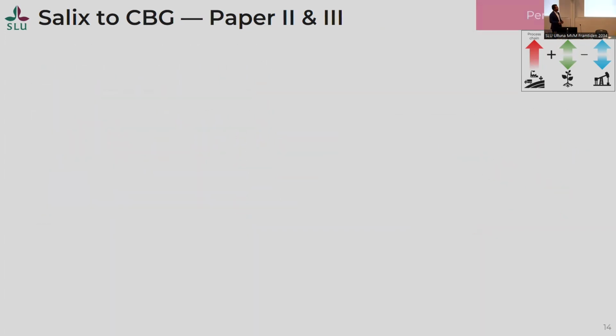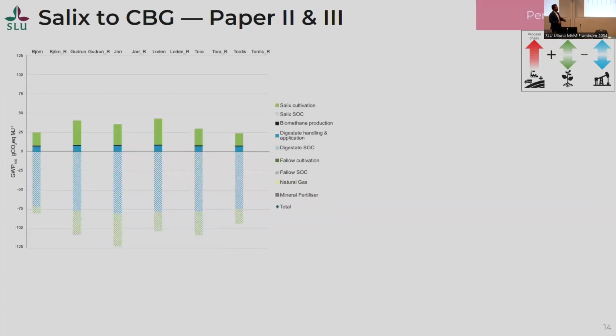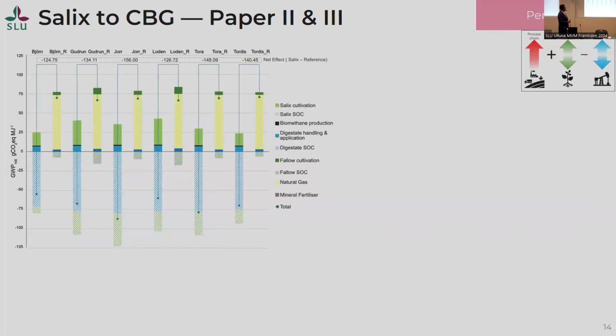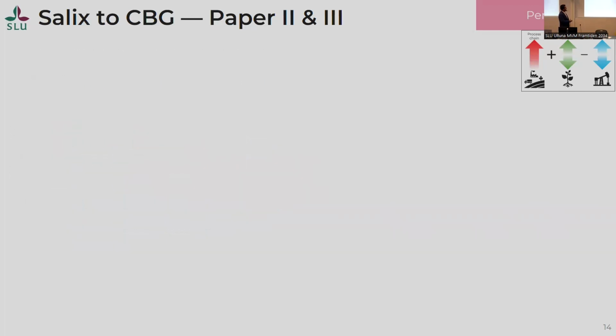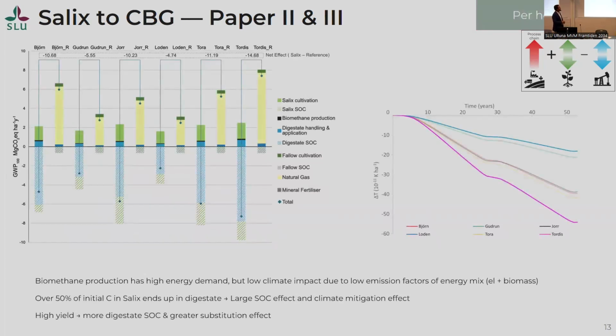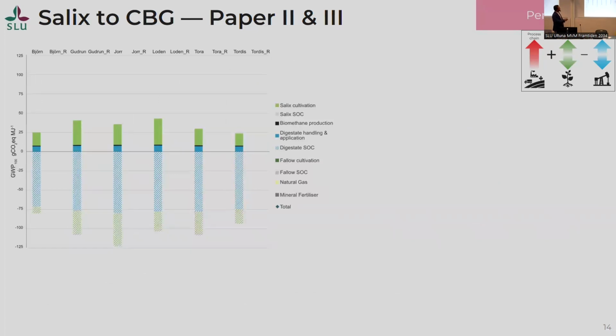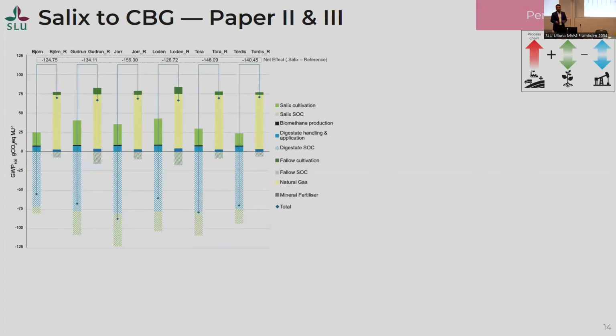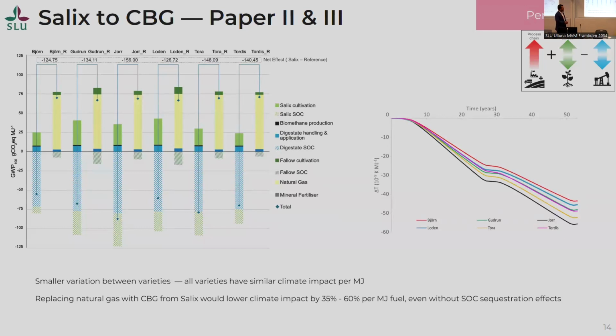Now, again, if we compare it on a different functional unit of per megajoule of the biogas or biomethane produced, what we see is that the varieties are very similar in their performance, compared to the previous slide, where there was a huge difference between the individual performance. In per megajoule unit, the net climate effect is much more similar between the different varieties, which is also seen in the climate impact in terms of delta T. And what we found was that replacing the current natural gas that we have in Sweden with compressed biomethane from Salix would lower the climate impact by about 35 to 60%, depending on the variety that we are using, even without including the soil carbon sequestration effects.